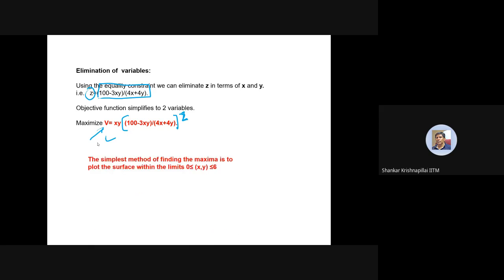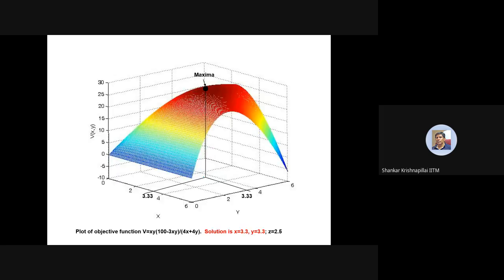The simplest method is to plot this surface V of xy within the range of x and y varying from 0 to 6. I plotted it, so this is V of xy, which is on the z axis. The maxima of V of xy occurs here. I have manually selected that maxima using the cursor in MATLAB.